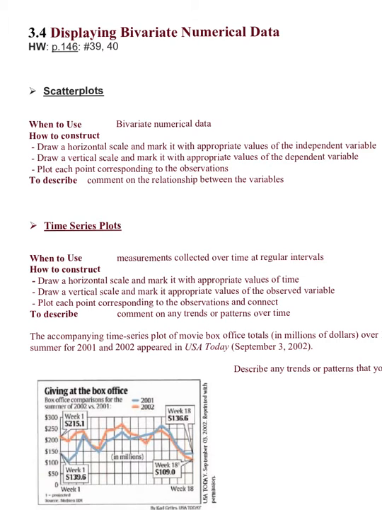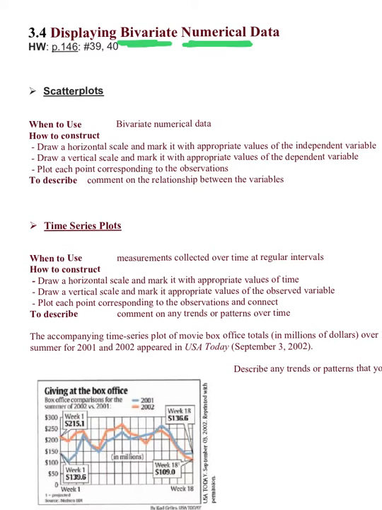Lesson 3.4, Displaying Bivariate Numerical Data. All right, so in this lesson, we are going to talk about two different ways to display bivariate numerical data. So bivariate, just to remind you guys, means there are two variables in the data set, and numerical, you guys hopefully remember that as well.